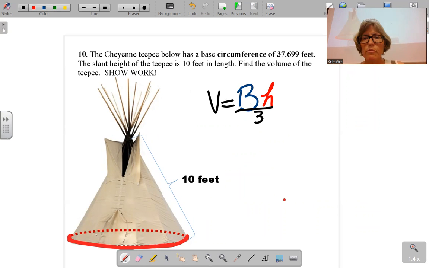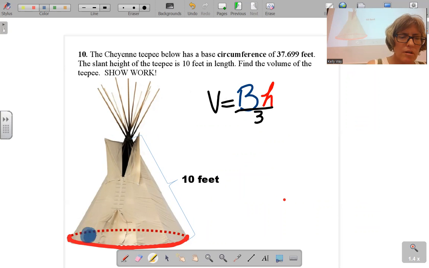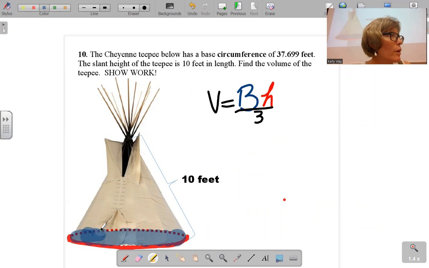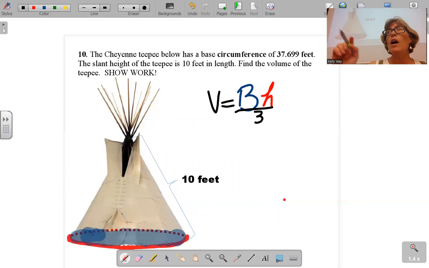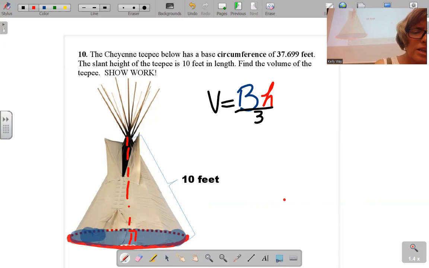Okay. So let's see what we got here. Let's shade our base. At this moment, do you have what you need for the base? No, not quite, not yet. Is anybody else out? Don't think so. Here's your height. We don't have that either. So we're missing both components.